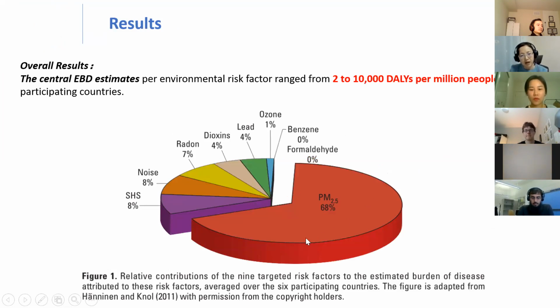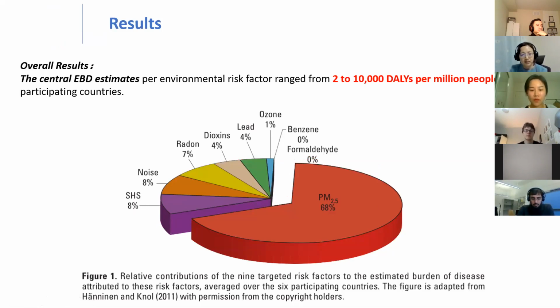We can see in this pie figure, PM2.5 accounted for 68% of the whole health burden. Next is secondhand smoke, then noise, radon, dioxin, lead, ozone, and benzene and formaldehyde. So this is their general picture. You can see that from the general picture, particulate matter, PM2.5, really accounted for a large part of the total health burden.